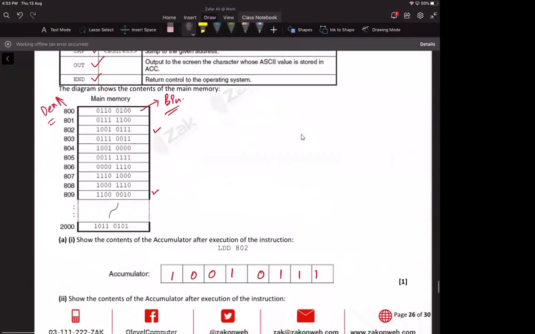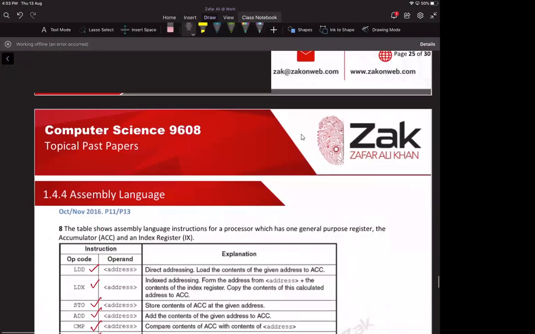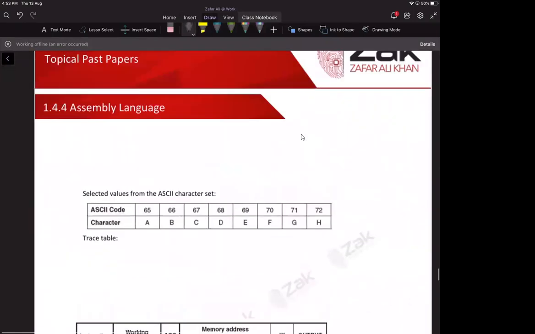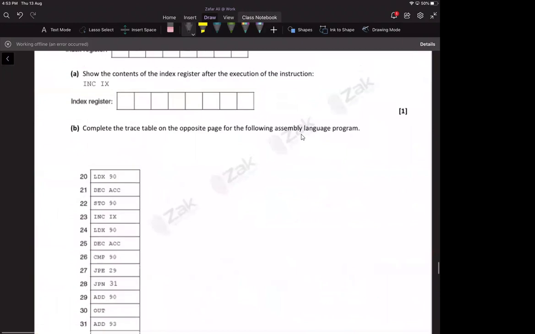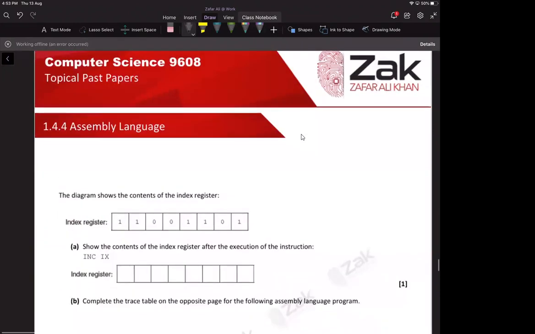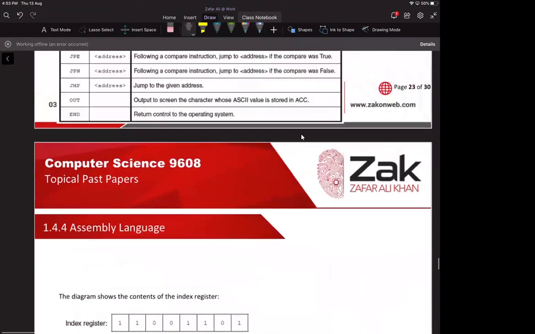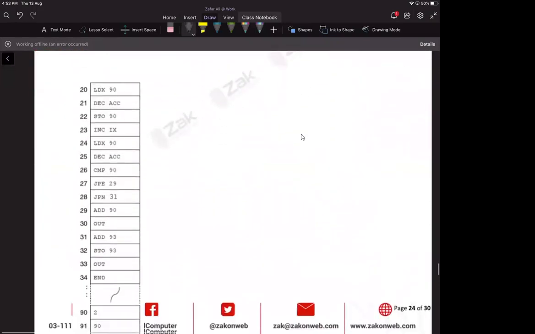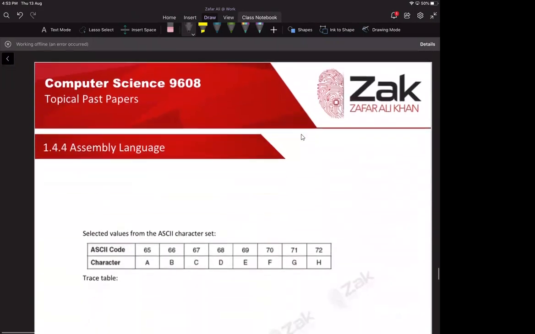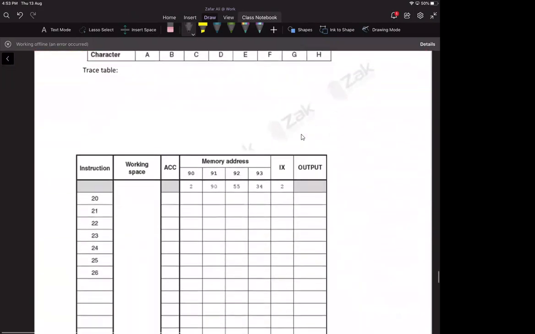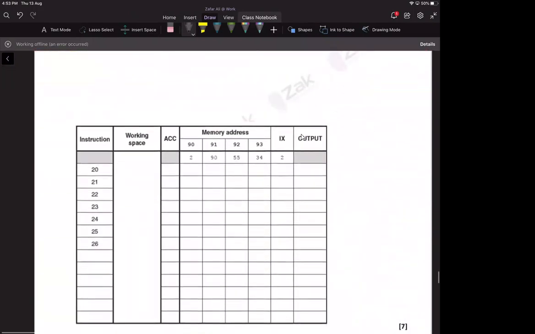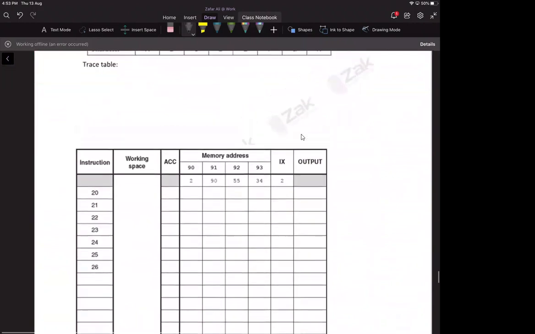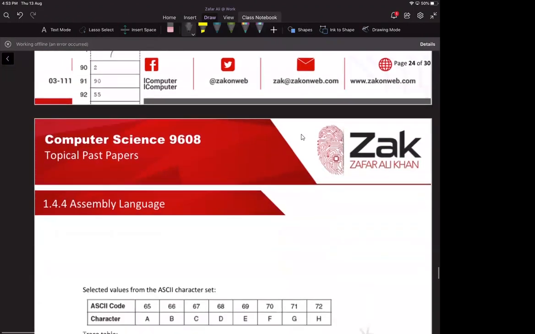Now, previous question. So it is sort of the same. LDX 90, you know. Which is sort of the same. Let's do it.